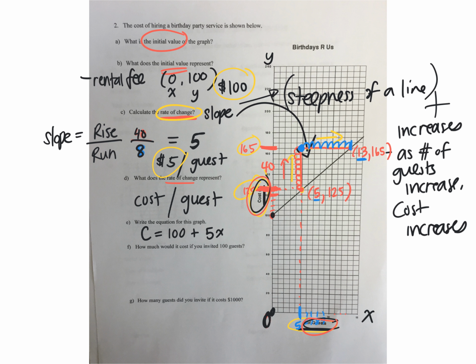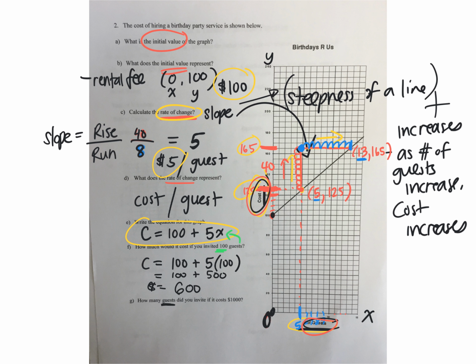So now that you have an equation, you can use it to answer these questions. If you had 100 guests, well, I'm going to plug that in for x. What would be the cost? So plug it in. 100 plus 5 times 100. What's 5 times 100? 5 times 100 is 500. 100 plus 500. So if I had 100 people coming to the party, it would cost me $600.